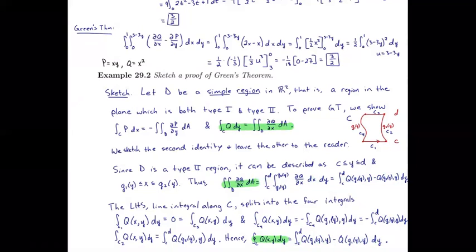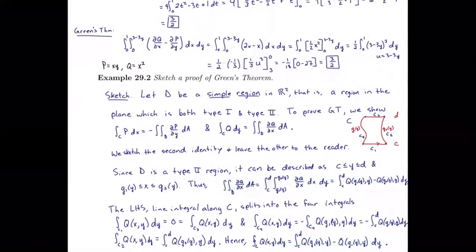Now for the other identity in this that we don't do, you follow a very similar procedure. Now you just assume that D is a type 1 region, or you write D down as a type 1 region, which is completely viable because we've assumed that it is. It's a simple region, which means it can be expressed in either way.